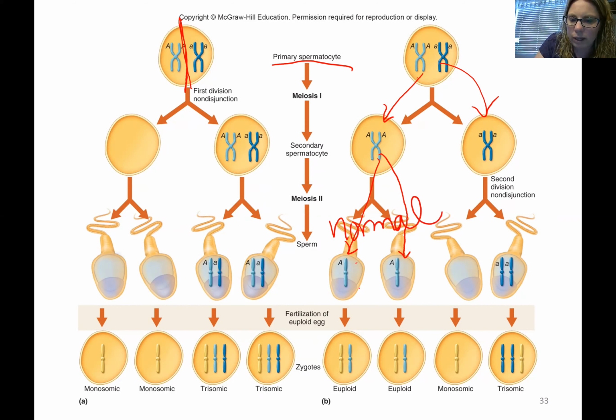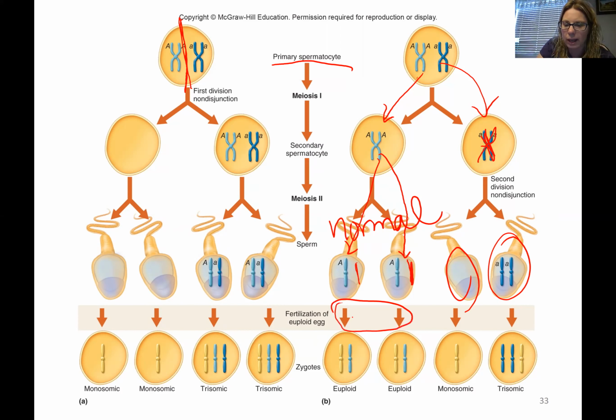You get one copy of this, one copy of that. However, in this example, these two stuck together. It's called non-disjunction. They don't pull apart. So this sperm got 2 copies of this chromosome. This sperm got none of that particular chromosome. So if these two normal sperm fertilize a normal egg, here's the zygote.